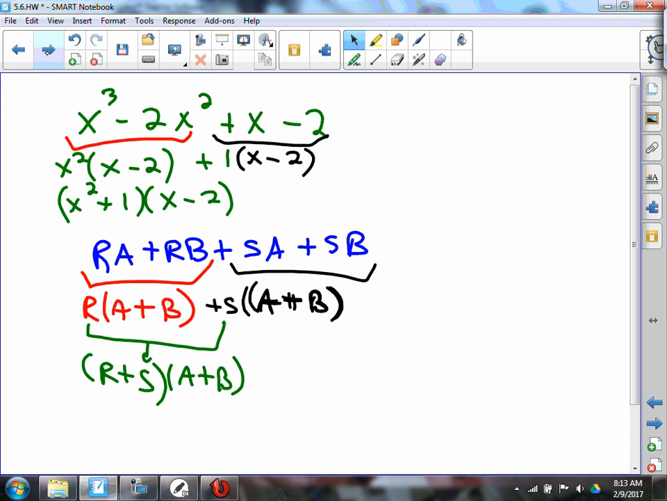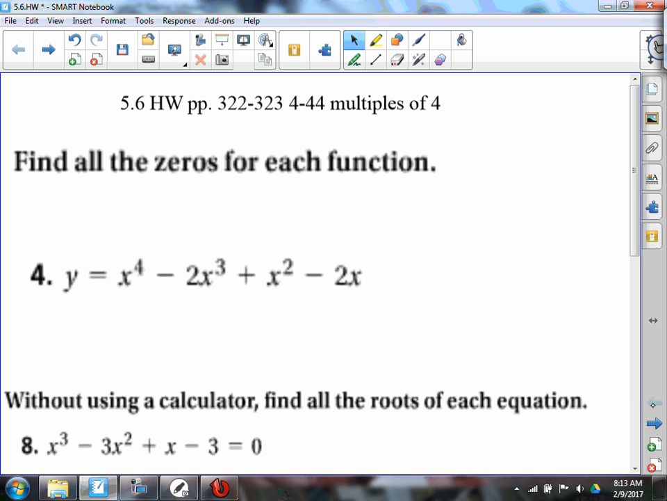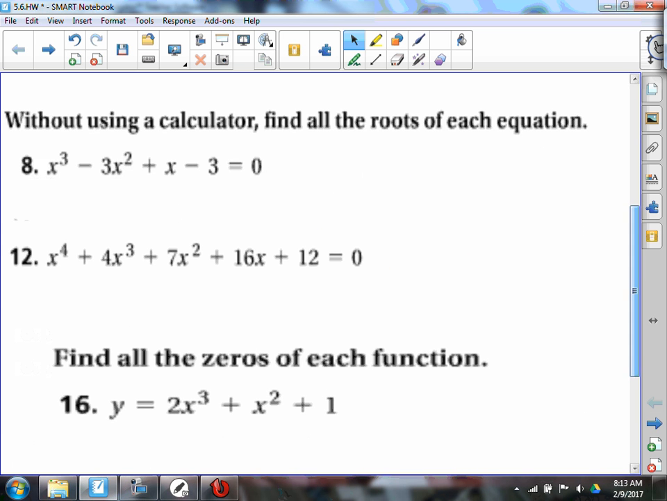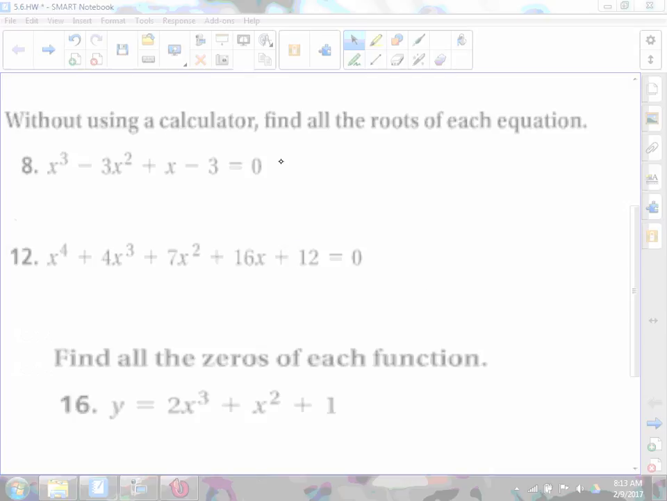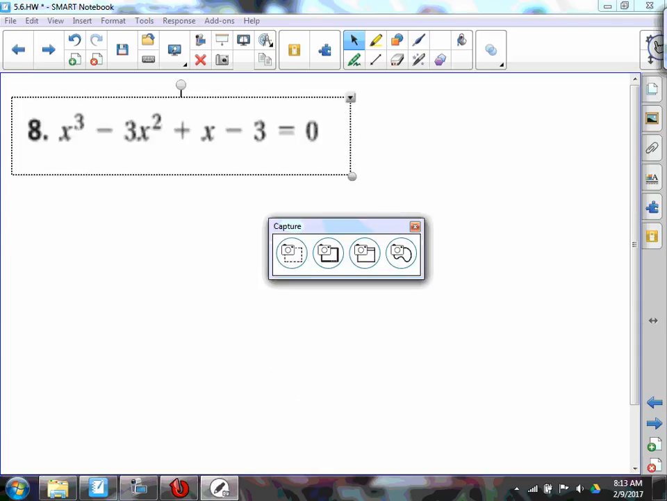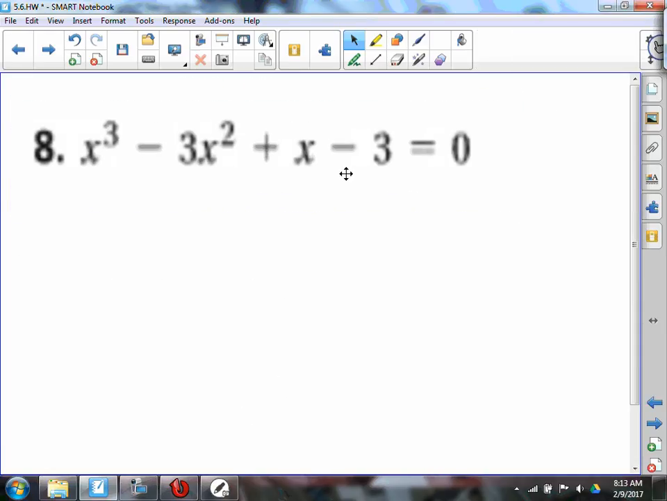All right. Well, the next one that we were asked to try was number eight. And I think we'll put that on a brand new page. Look at the directions. It said without using a calculator. Well, there's 4 terms: x cubed minus 3x squared plus x minus 3.